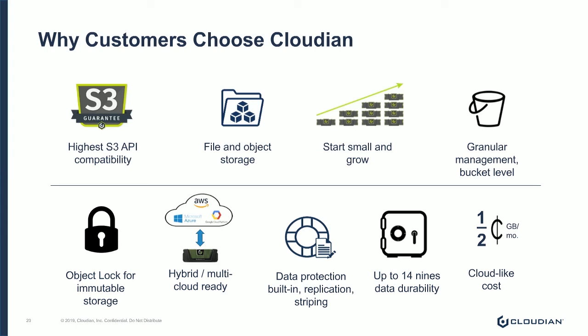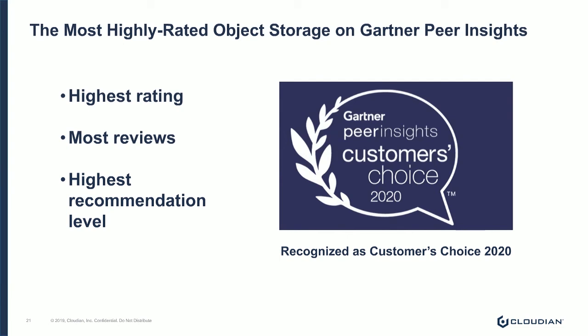This gives them the ultimate benefit of having a distributed, true multi-site global namespace object storage solution. And lastly, the most important thing is it is proven. Today, Cloudian HyperStore is the highest rated object storage solution if you go to Gartner Peer Insights. It has received the highest rating, the most reviews, and the highest recommendation. In fact, we won and were recognized as the Customer Choice 2020 Object Storage Solution in Gartner's Peer Insights.